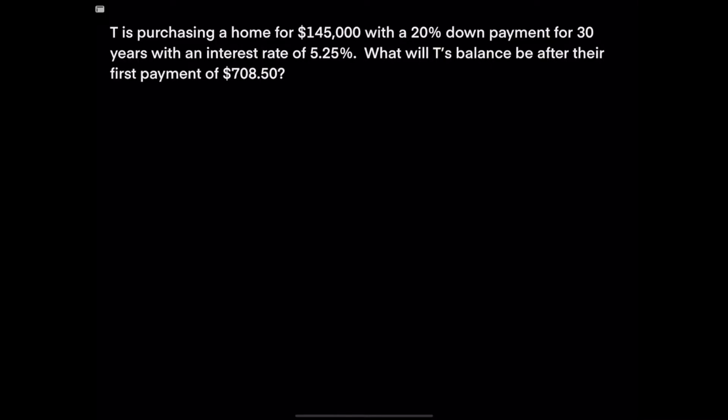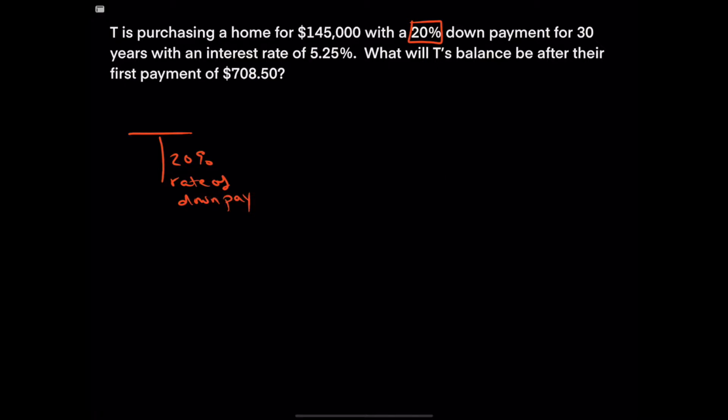Now that we've read the problem, our first step is to make a T-bar. And the easiest thing to place into a T-bar is our rate. The first rate we come to is 20%. 20%, according to our problem, is a rate of down payment.